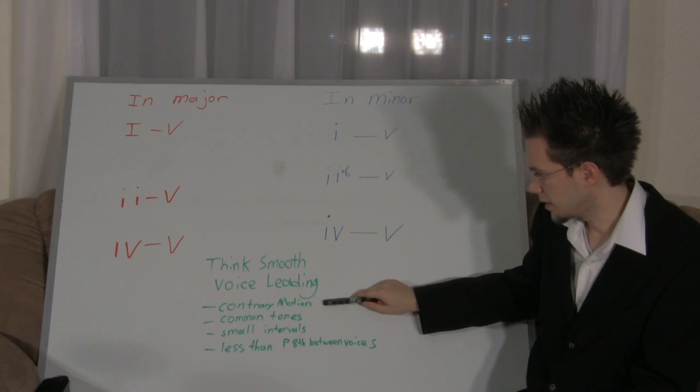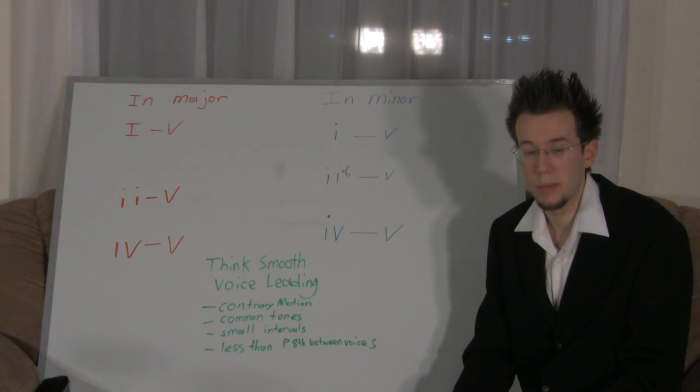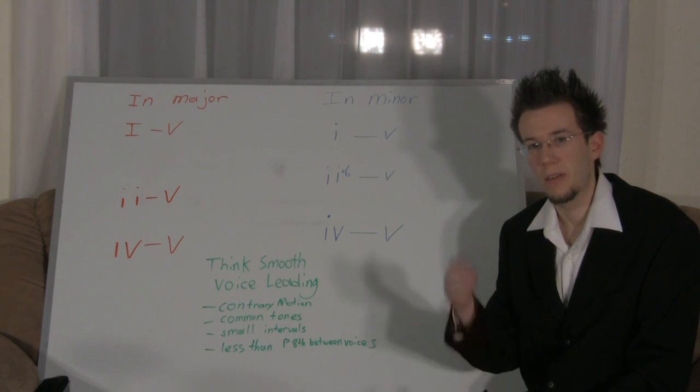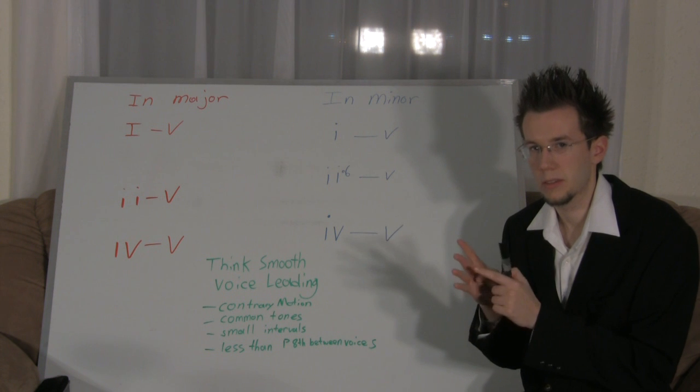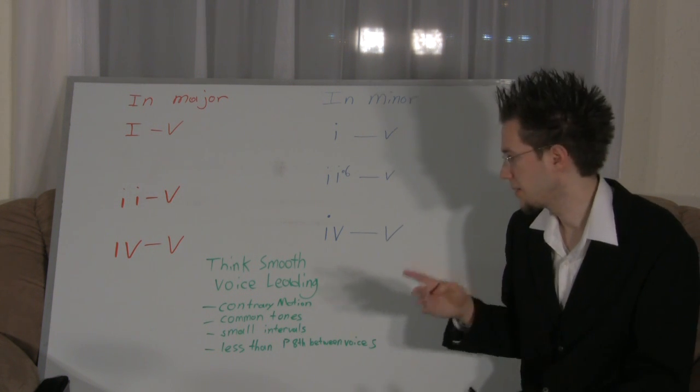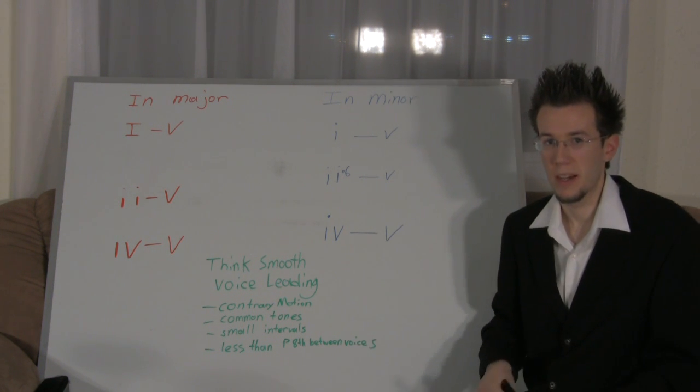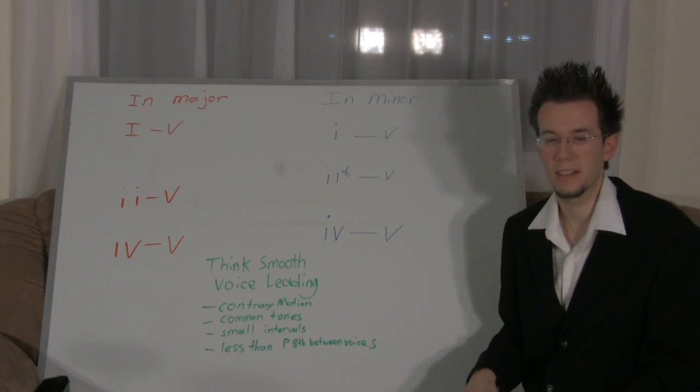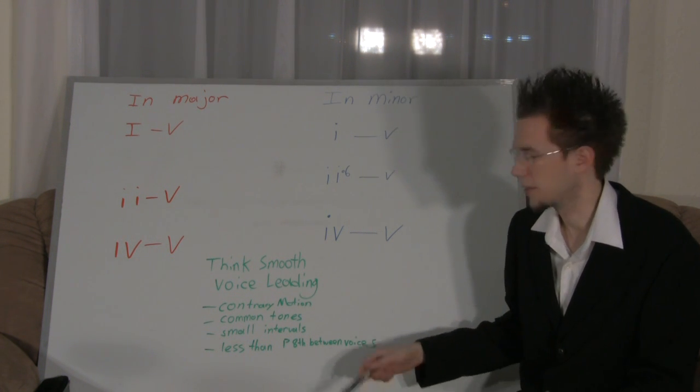So, first one is, contrary motion is very important. You're going to have 4 voices, remember? Soprano, alto, tenor, bass, from the other video. If you haven't watched that, you should go back, because you're probably going to get lost later on in the next part if you don't.